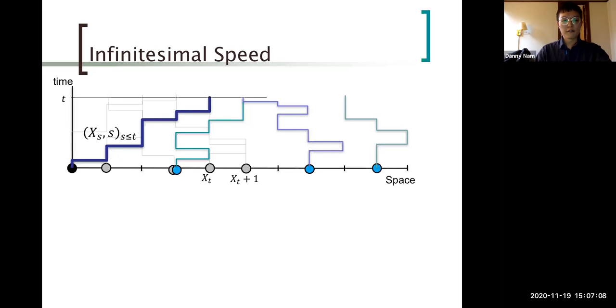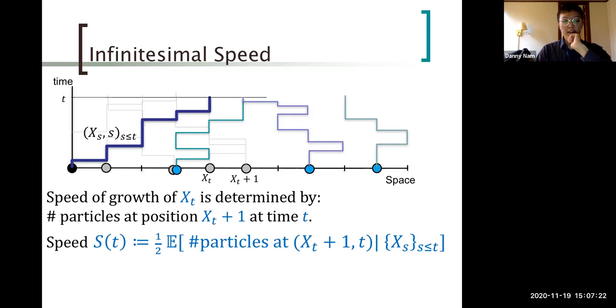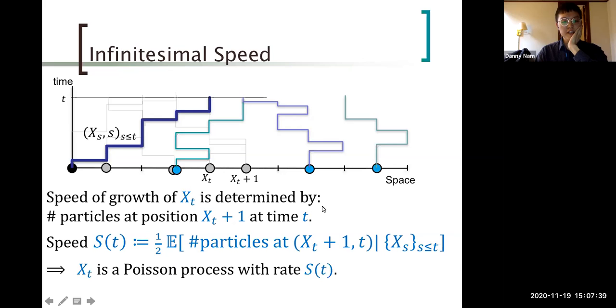So this is a plot of the aggregate in terms of time. What governs the growth of the aggregate is how many particles you have right next to the frontier. So if I define the speed to be 1/2 times the conditional expectation of the number of particles right next to the aggregate, where this 1/2 comes from the fact that each particle will jump to its left with rate 1/2, then all the story begins from the observation that X_t is a Poisson process with rate S_t, although we won't have time to go into the actual proof of this.